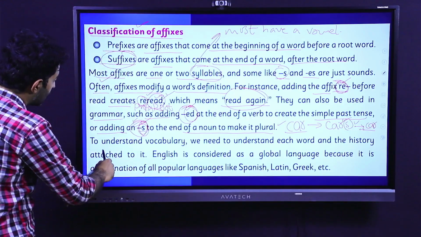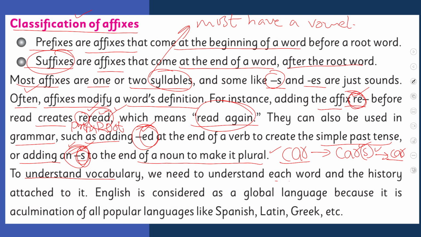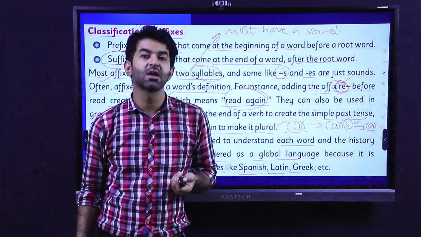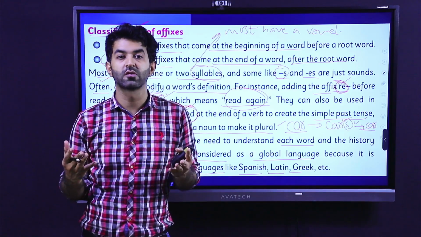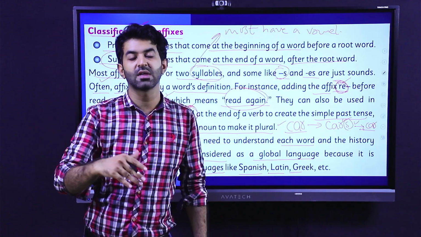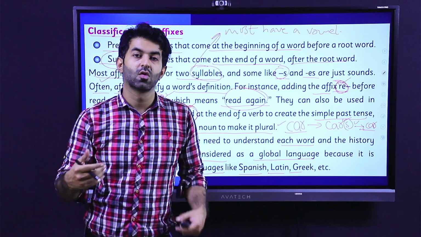Now, to understand the vocabulary, we need to understand each word and the history attached to it. We need to master the root words. Only then we can adjust our affixes with it to make a new word. English is considered as a global language because it is a culmination of all popular languages like Spanish, Latin, Greek, etc. So one very important thing about the English language is there are always exceptions to the rules. You read a rule, you learn a rule, and there is an exception for that.